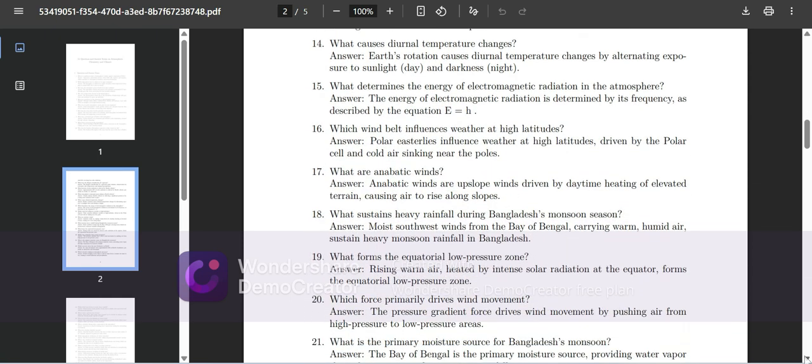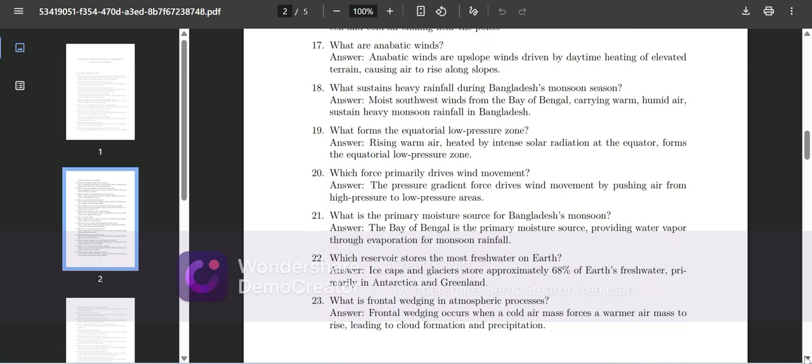What are anabatic winds? Anabatic winds are upslope winds driven by daytime heating of elevated terrain, causing air to rise along slopes.